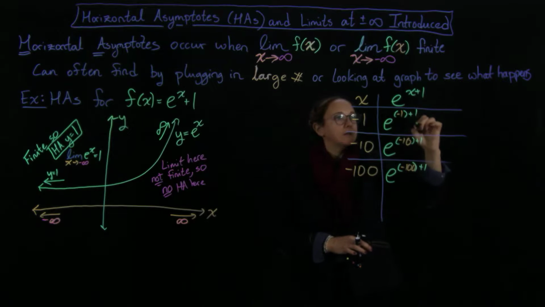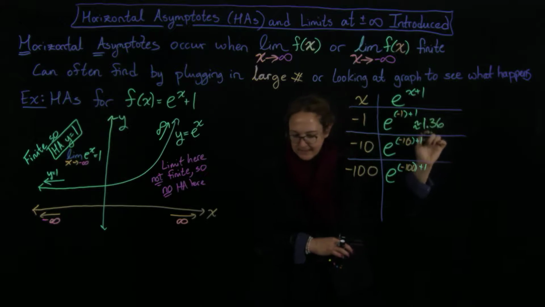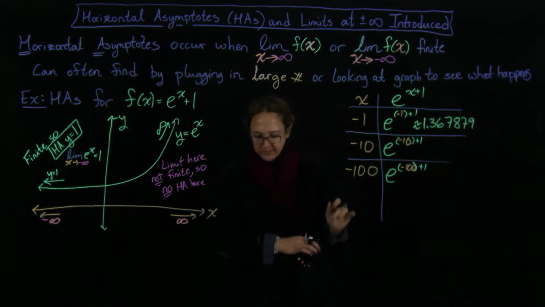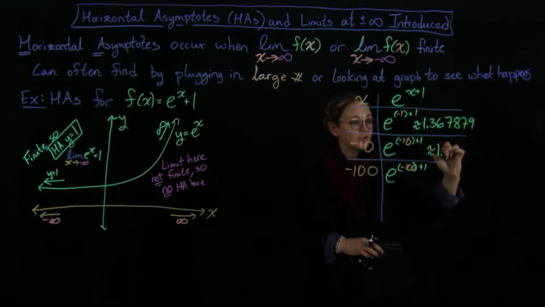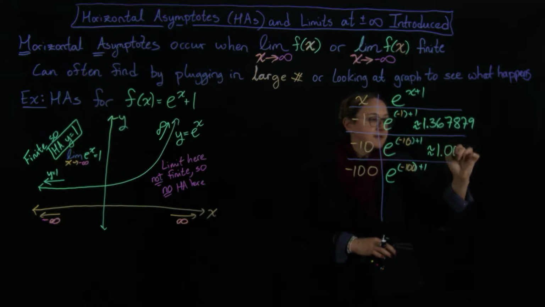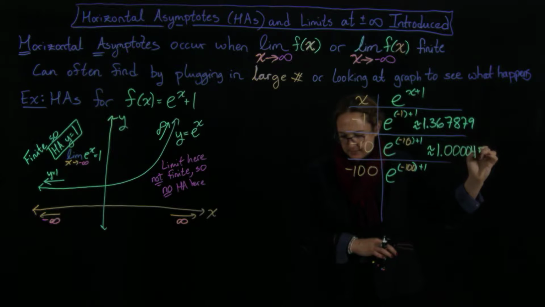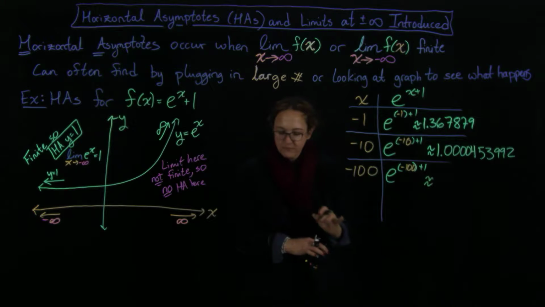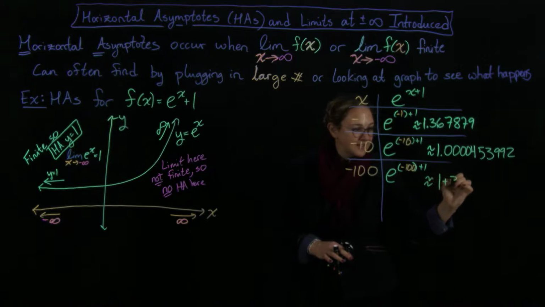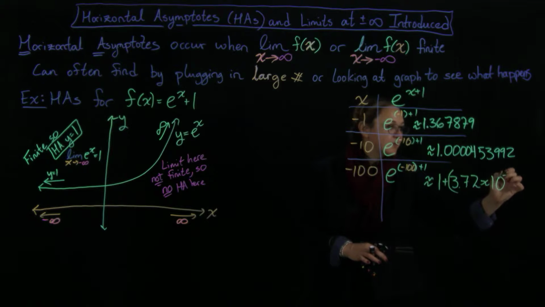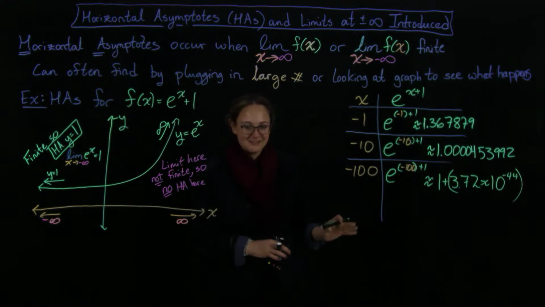So this one is approximately equal to 1.36. I computed these ahead of time, so this is approximately 1.3679. This next one is going to get close to 1 so fast. This is 1 point, and then I think I have 4 zeros before I even get to anything else. So this is crazy close to 1. You would never notice the difference if you hadn't computed it explicitly. And then already here I have 1 plus 3.72 times 10 to the minus 44th. So we're talking about 44 zeros before we get to anything.